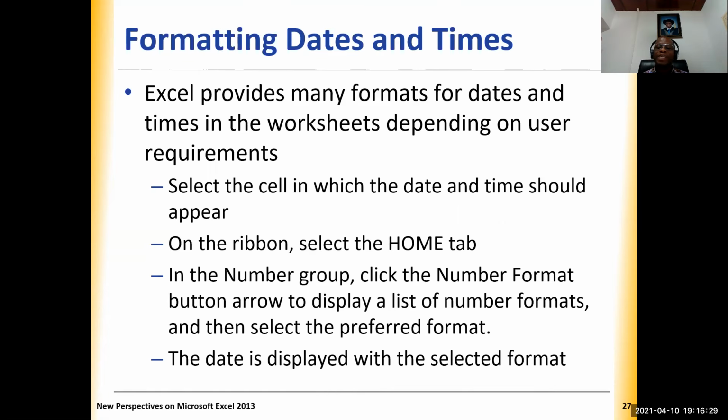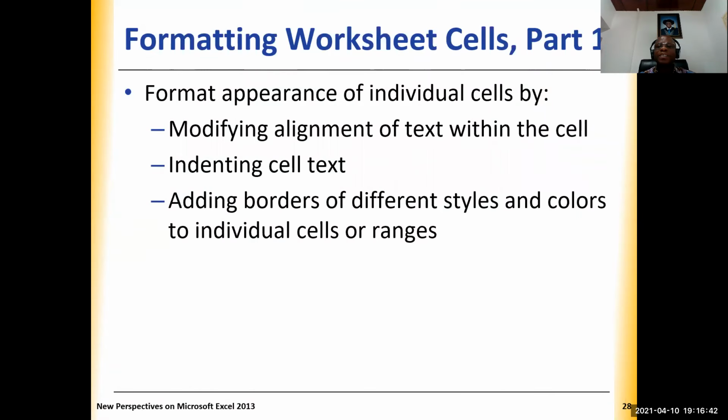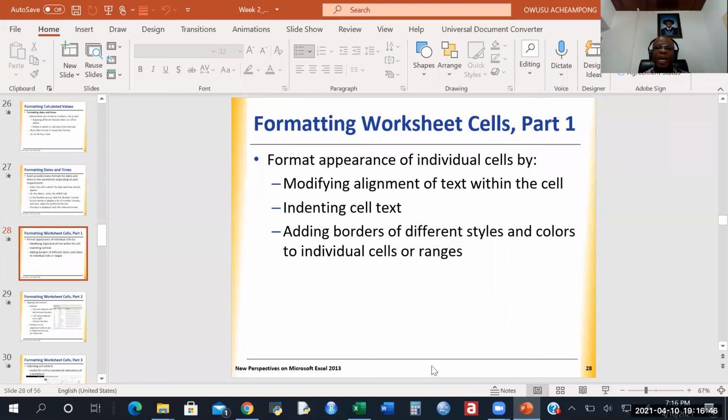So you select the cell where the date and time should appear, and on the ribbon, you select the Home tab. And then in the Number group, you just click the number format button arrow to display the list of number formats, and you select the preferred format. So the date is displayed within it. So it's a very simple thing to do. So we just go back to our data again.